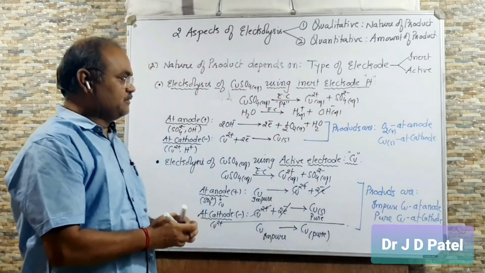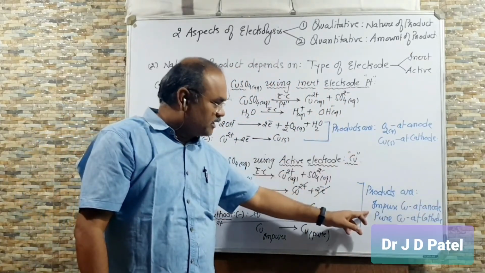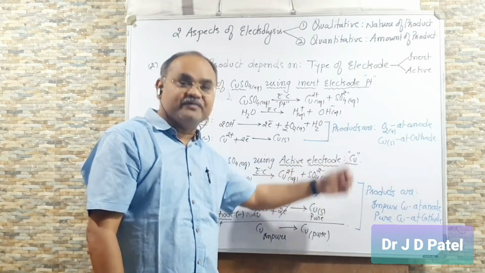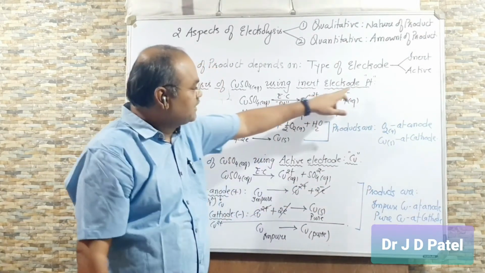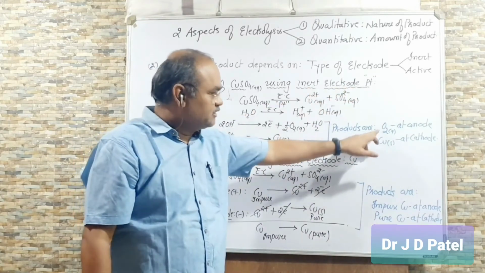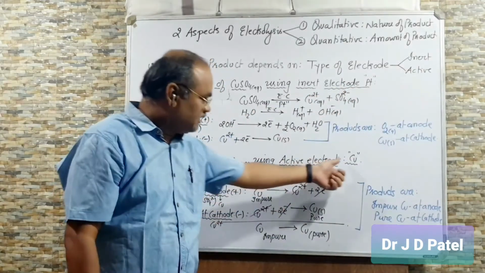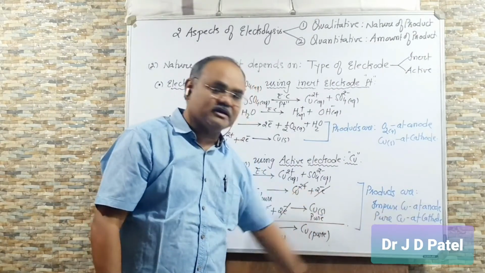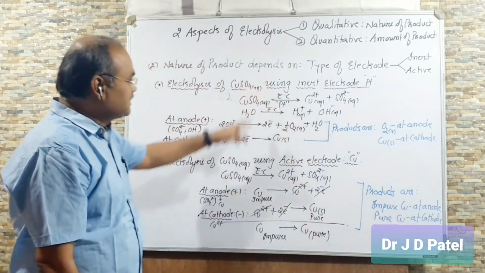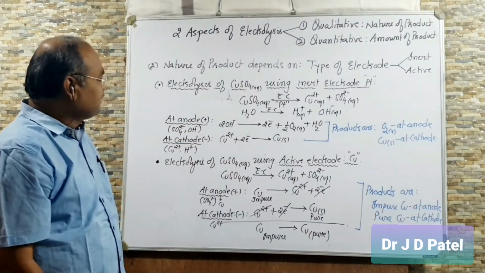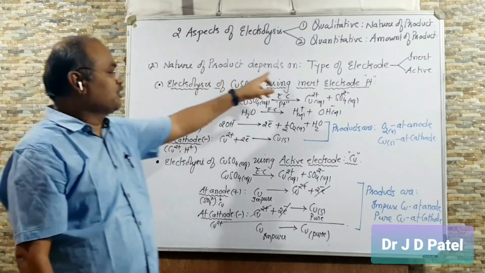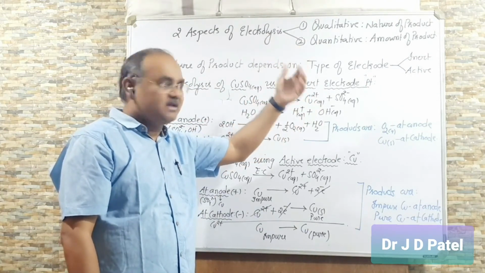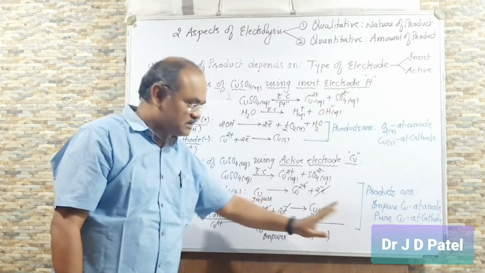So you can see here now, the nature of the product obtained during electrolysis is different when we are taking different electrodes. If we take inert electrode, it is O2 and copper. If you take active electrode copper, then the products are copper itself at anode and copper itself at cathode. So these are the two factors on which the nature of product obtained during electrolysis depends. One was nature of the material, second is type of electrode. So these are the examples.